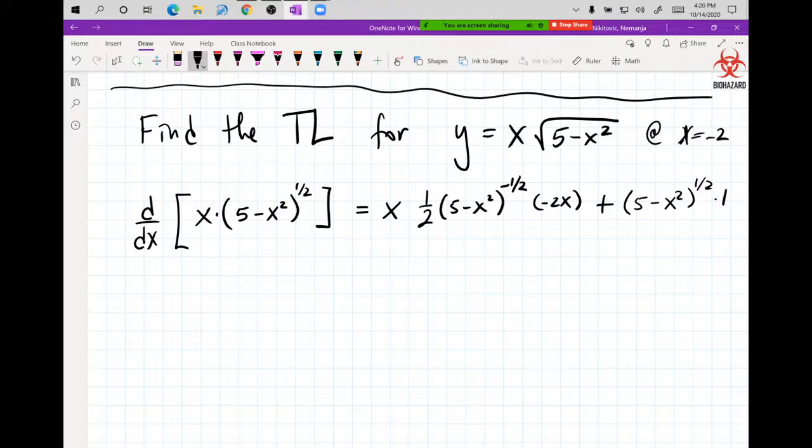Now we need to clean this up a little bit. So 1/2 cancels 2. And we have -x divided by square root of 5 minus x squared. So this negative exponent pushes the square root down. And then you have plus the square root of 5 minus x squared. So that's our derivative, dy dx.